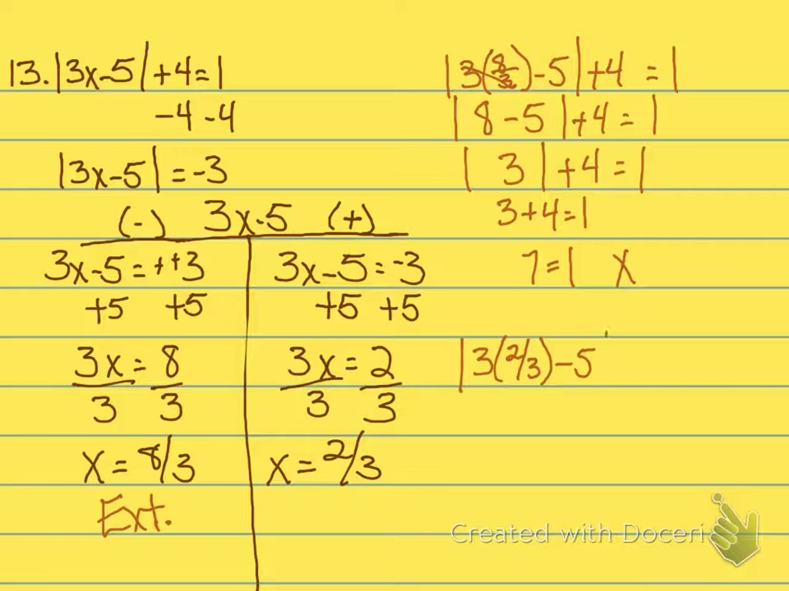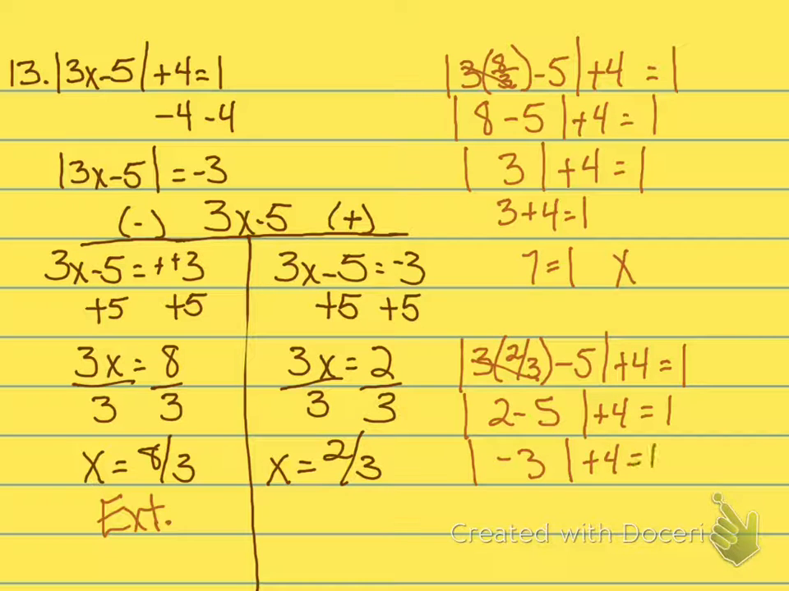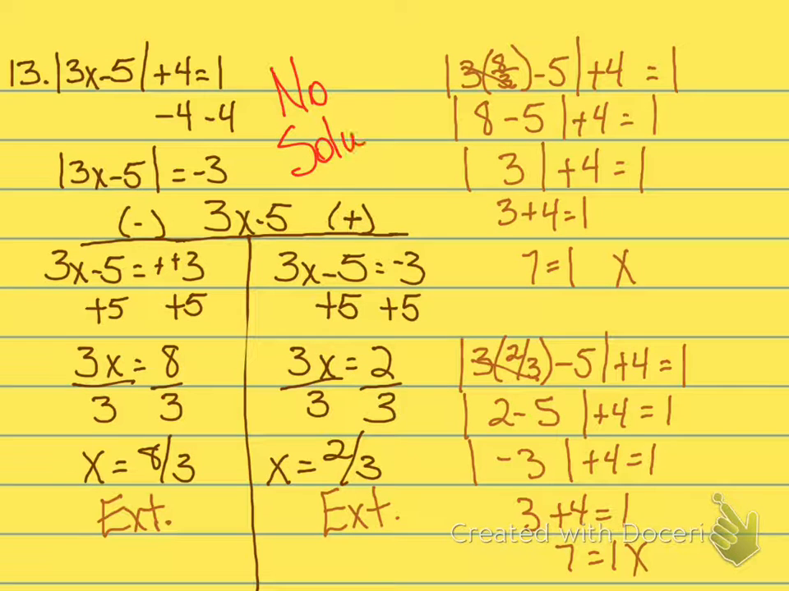Now do the absolute value of 3 times 2/3 minus 5. That gives me the absolute value of 2 minus 5 plus 4 equals 1. Or the absolute value of negative 3 plus 4 equals 1. The absolute value of negative 3 is 3, plus 4 is 7. 7 does not equal 1. That is a false statement. So 2/3 is also an extraneous solution. So this is one of those rare cases where we have no solution.